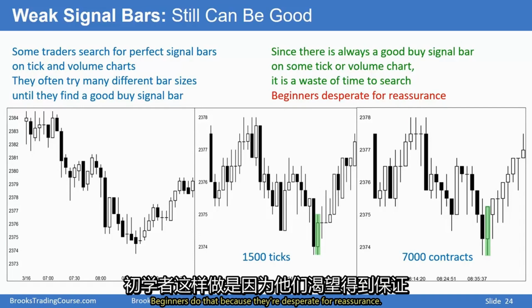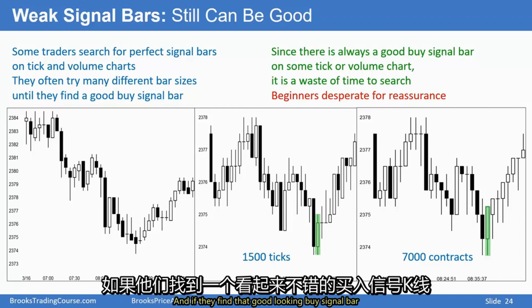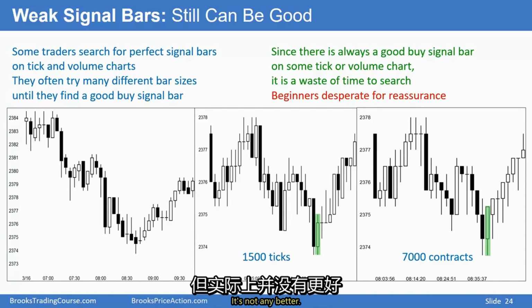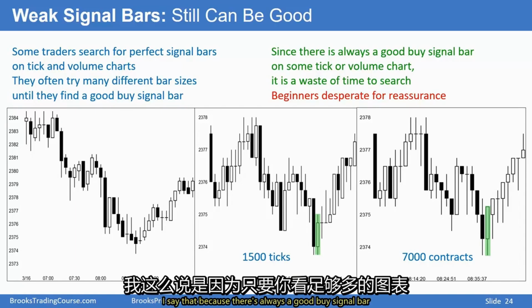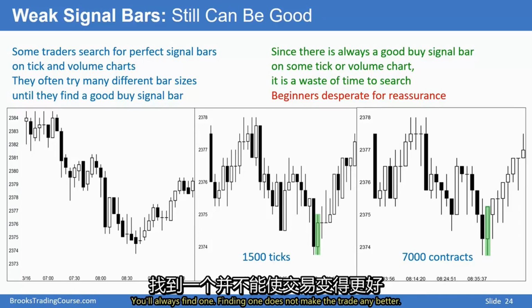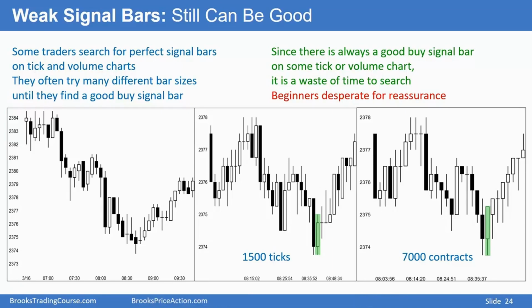Beginners do that because they're desperate for reassurance. They're afraid to take the trade. And if they find that good looking buy signal bar, they'll feel like the trade is better. It's not any better. I say that because there's always a good buy signal bar when you're looking to buy. If you look at enough charts, you'll always find one. Finding one does not make the trade any better. The context makes the trade good.